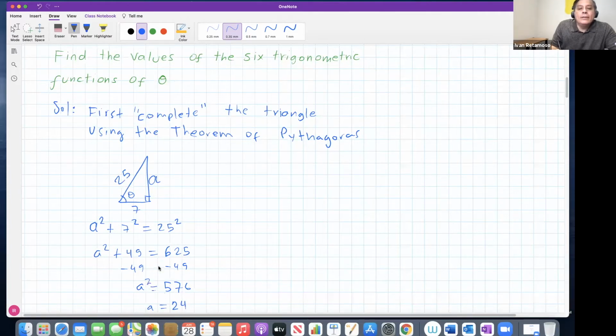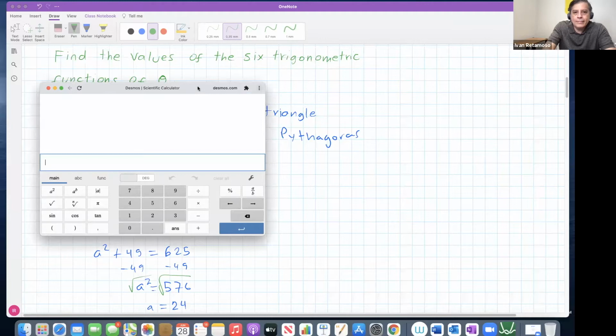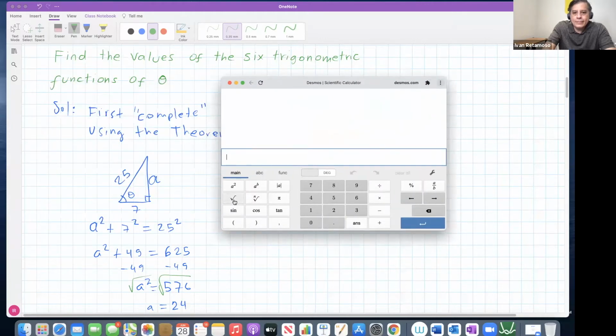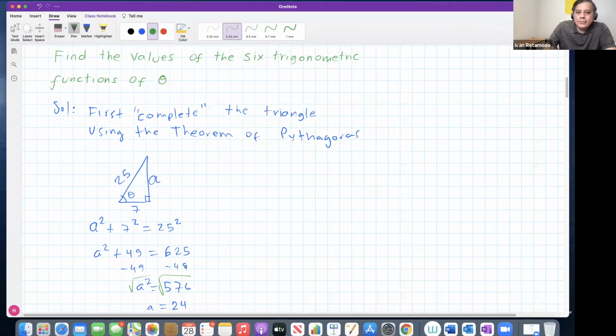Professor, how did you do this in the calculator? Well, I will show you now. The square root of 576, this is this. The square root of 576 is 24, right? That's why you wrote it here. Very good. Once you find this, quickly write it here, 24, and then we have completed the triangle, right?